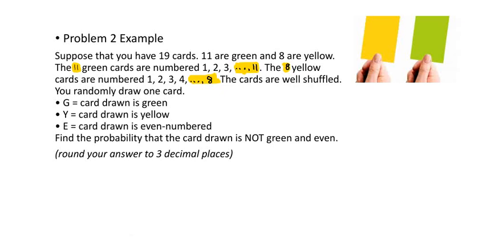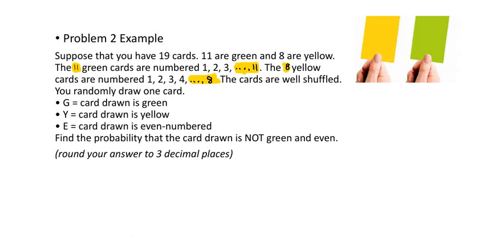We're going to let G equal the event the card drawn is green, Y equal the event that the card drawn is yellow, and E equal the card drawn is even numbered. So we want to find the probability that the card drawn is not green and even. It is even, right, but not green, get it? So it's got to be something like this.